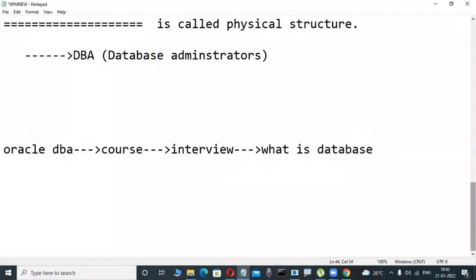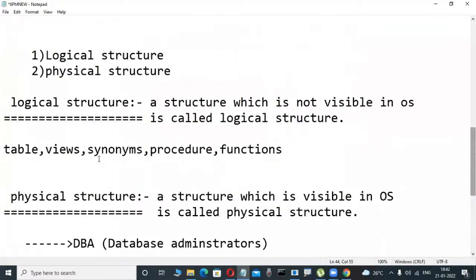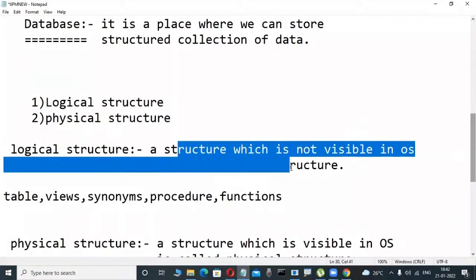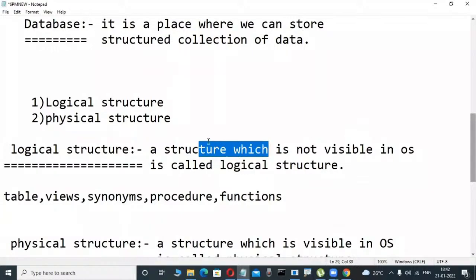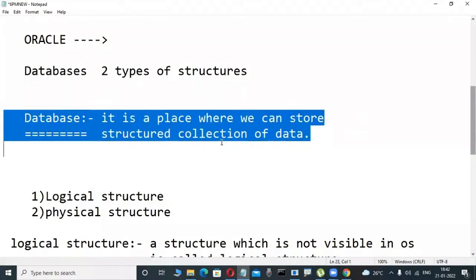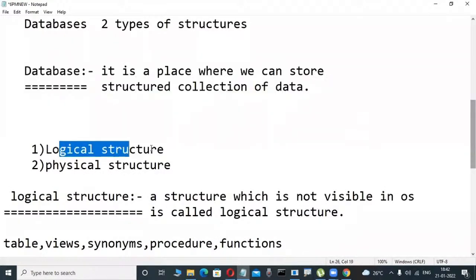Whenever they ask what is a database, if I say, oh, it is a bookish knowledge, it is a structured collection of interrelated data that is stored in a place, a structured collection of data, then I am immediately rejected. Immediately. Why? Because this is the developer definition.